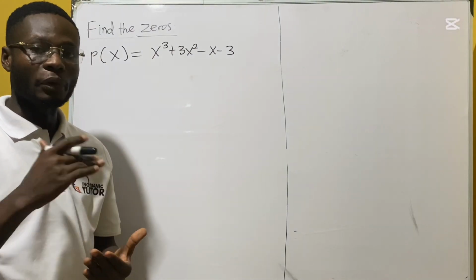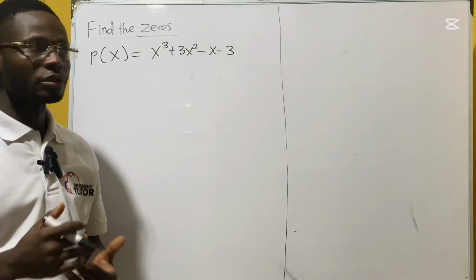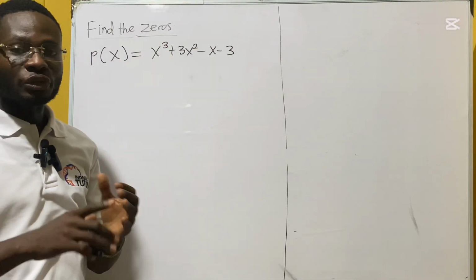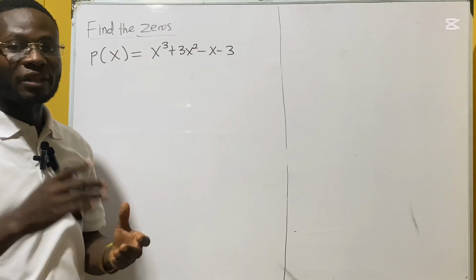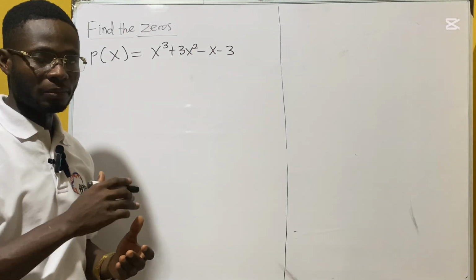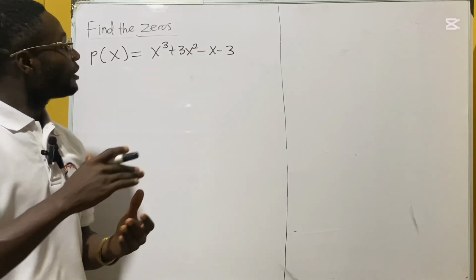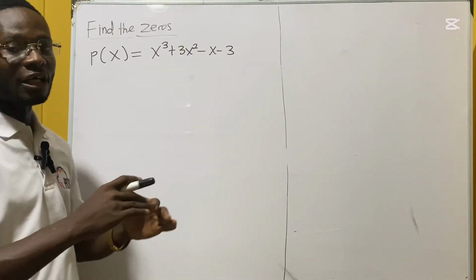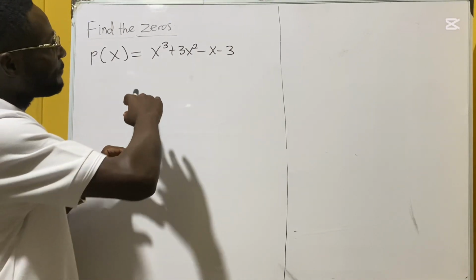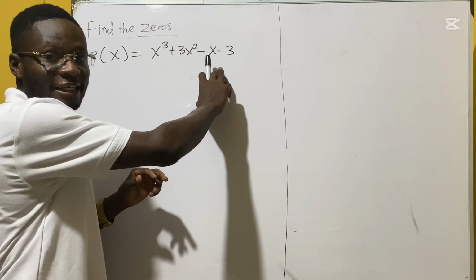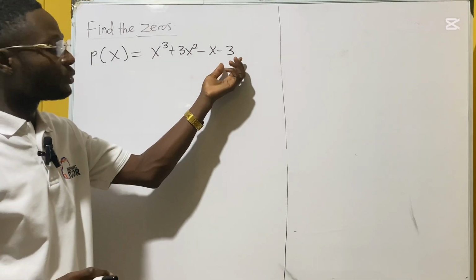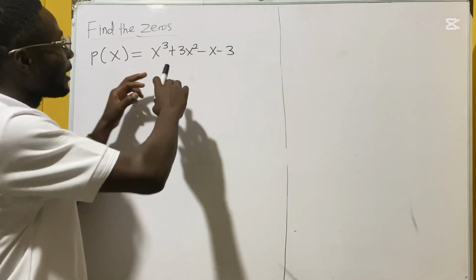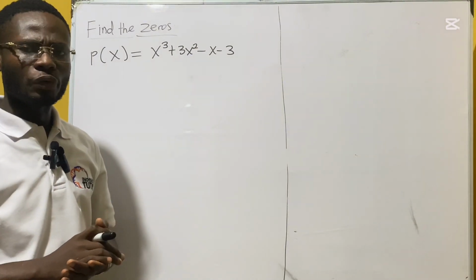First, if you have a polynomial function and you want to find the zeros, what you have to do is use the trial approach to find the first factor. Once you have the first factor, check that when you substitute that value, it will give you 0. Once it gives you 0, then that particular factor is indeed a factor of that polynomial.